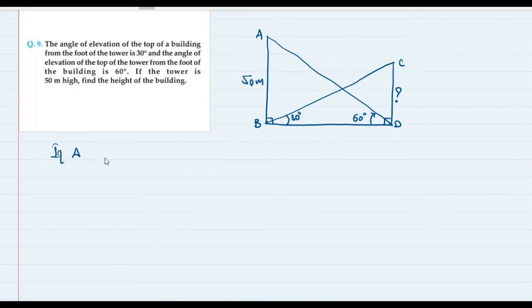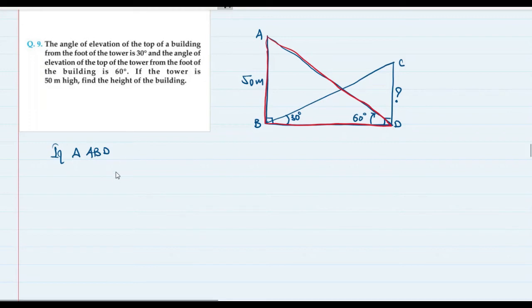In triangle ABD, I think I should draw it with another color. So I'm just highlighting this so that you see both the triangles separately, otherwise they are overlapping triangles and you can get confused.